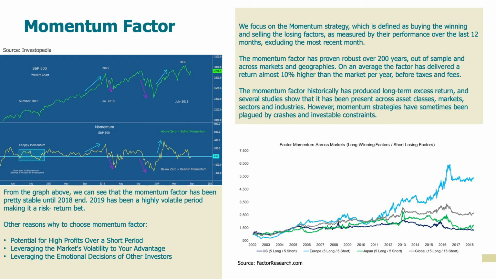We focus on the momentum factor, which is defined as buying the winning and selling the losing factors, as measured by the performance over the last 12 months. The momentum factor has proved to be robust over the last 200 years. On average, it has delivered a return of 10% above the market per year, before tax and fees. Over the last 1.5 years, momentum has been stable, except for some crashes.